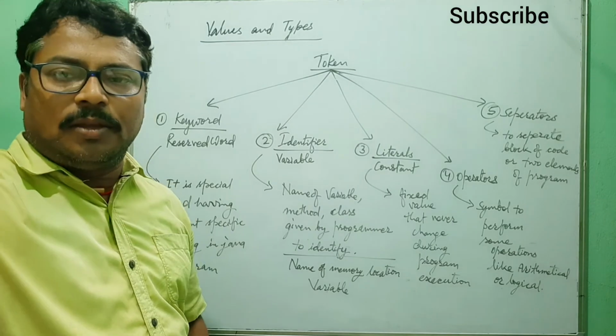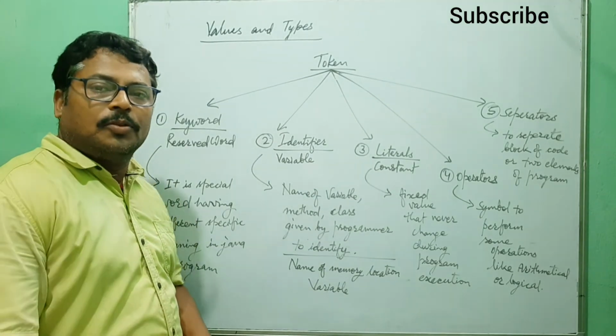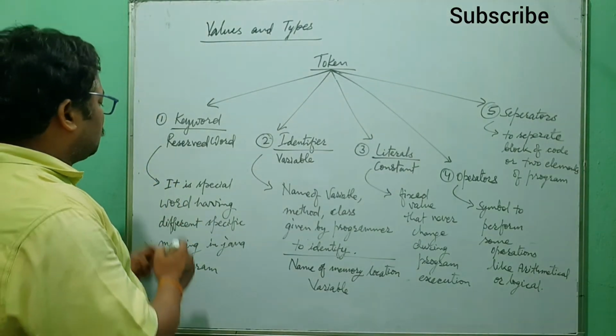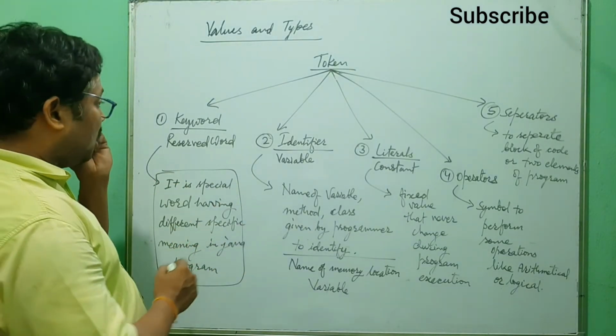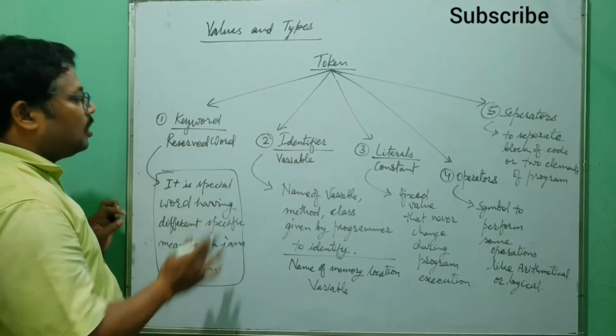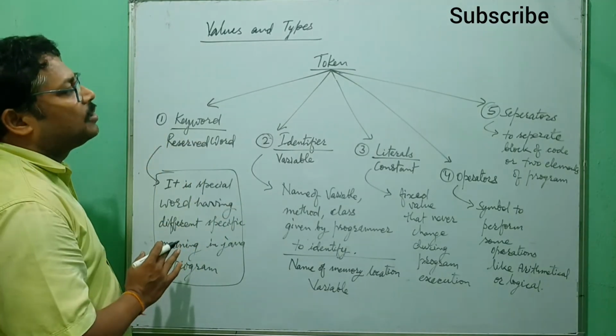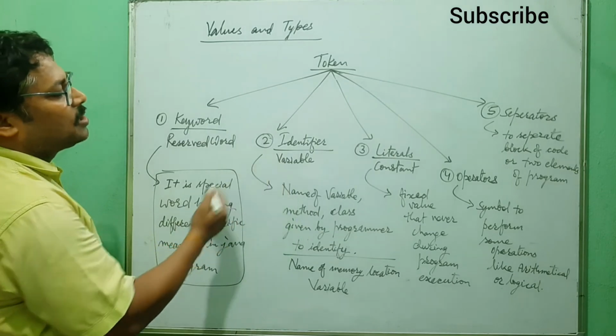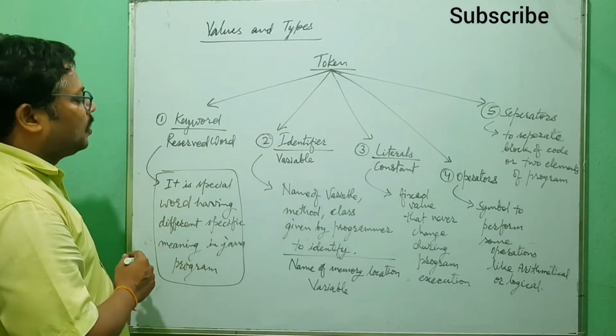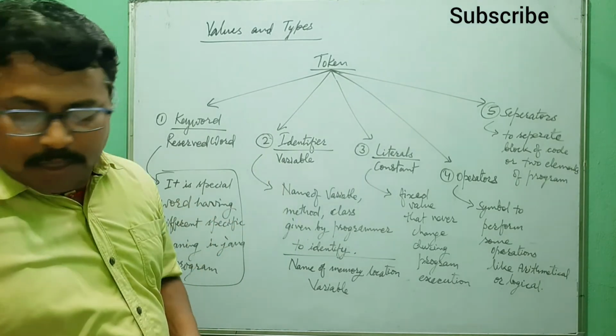Once again I give that example. So keyword, that we discussed. This is a special reserved word that we cannot use as a variable name or anything. It is a special or separate word that is used in Java for a special purpose. So we cannot use it as an identifier or variable name.